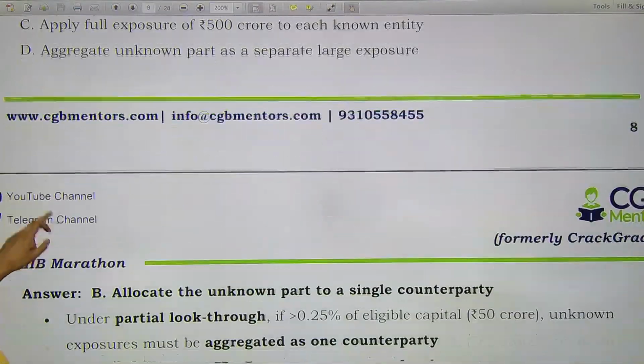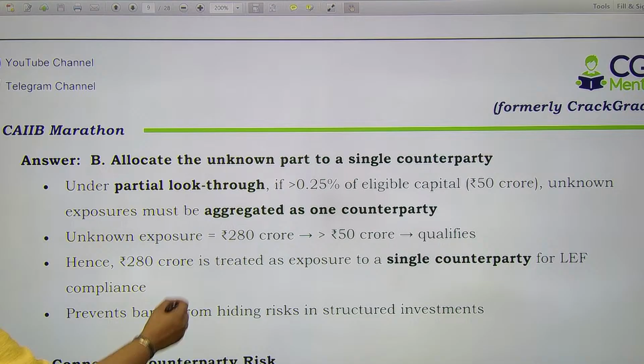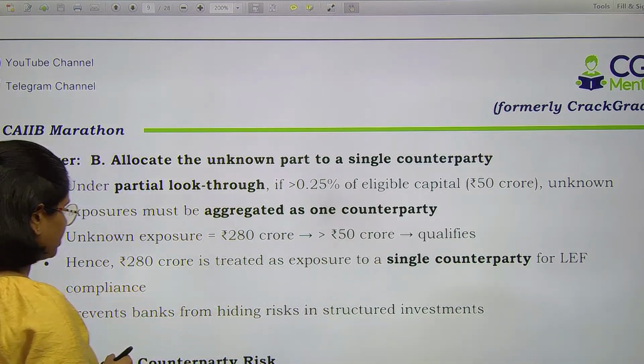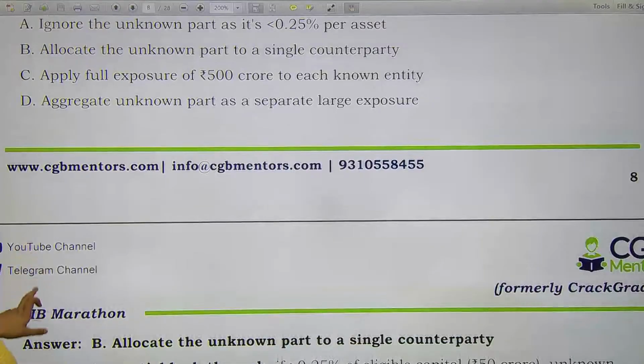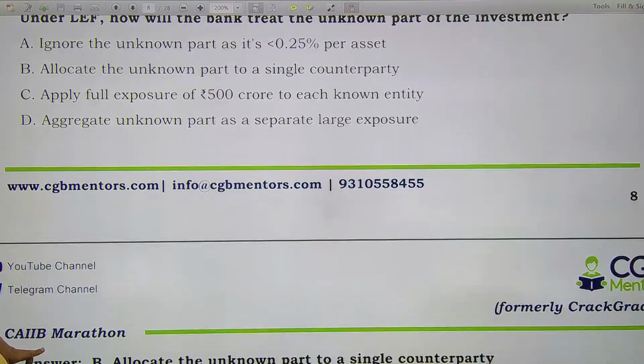Let us look at it. This is a very good question. So, over here under partial look through, if greater than 0.25% of the eligible capital is unknown. Over here, what is your unknown exposure? 280 crore, which is obviously greater than 50 crores, right? So, hence 280 crore would be treated as an exposure to a single counterparty, and obviously that is why such regulation exists, so that we can prevent the banks from hiding risk in structured investments. So, yes, it is going to be treated as an exposure. Right?